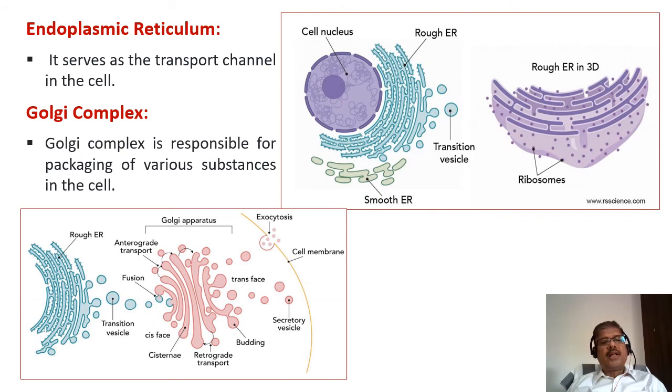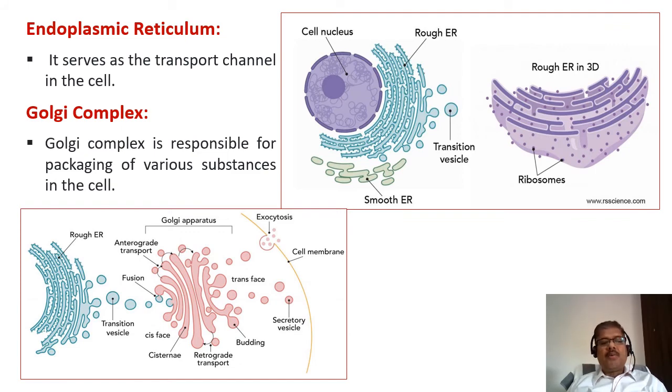Another organelle is endoplasmic reticulum, which is a mesh-like structure and is composed of numerous tubes. It extends from the plasma membrane to the outer membrane of the nucleus. There are two kinds of endoplasmic reticulum, the smooth endoplasmic reticulum and the rough endoplasmic reticulum. The rough endoplasmic reticulum has ribosomes on its surface, which gives the rough appearance. It serves as the transport channel in the cell. ER also serves the role of packaging many substances in the cell.